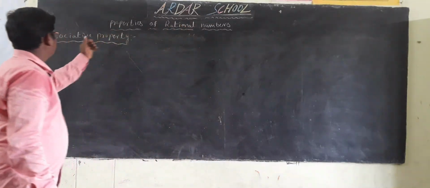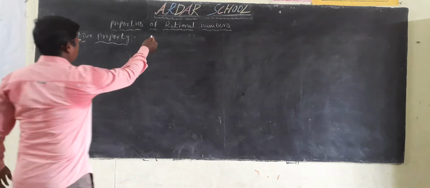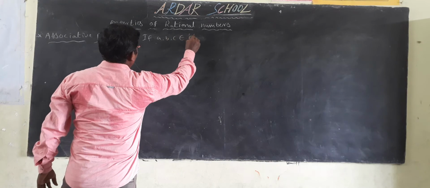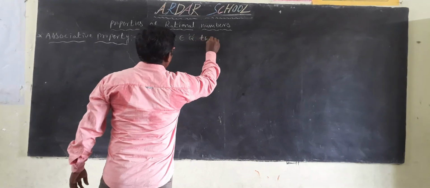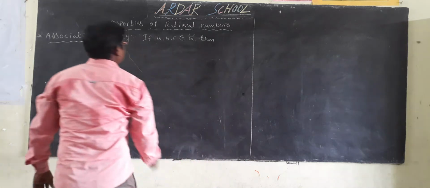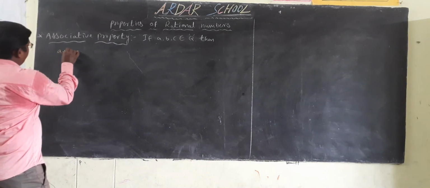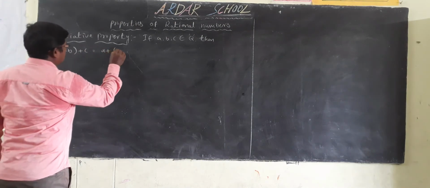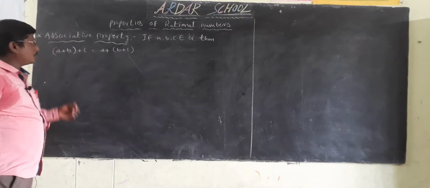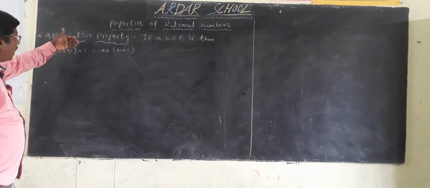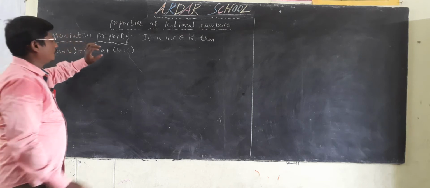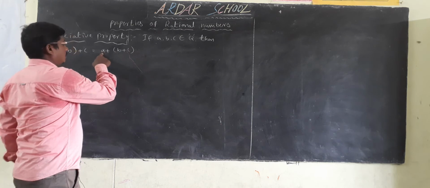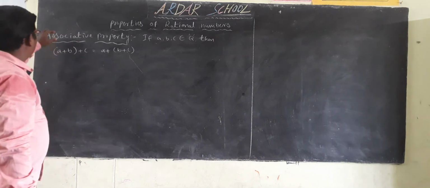Okay, next we go to the associative property. The definition of the associative property is, if a, b, c belong to Q, then (a + b) + c is equal to a + (b + c). First you add the first two numbers, then you add the third number, which is equal to adding the second and third numbers, then adding the first number. These two are equal. That is the associative property.